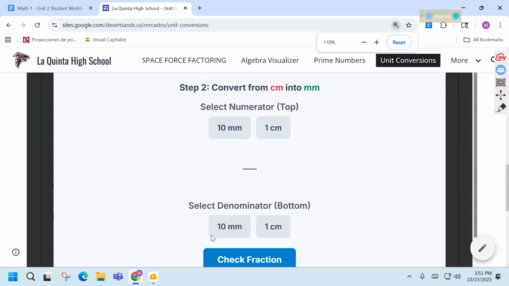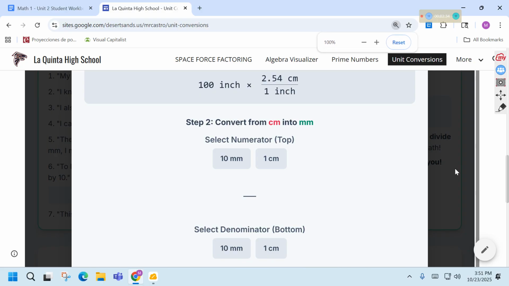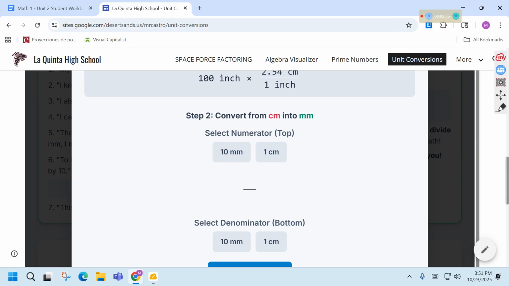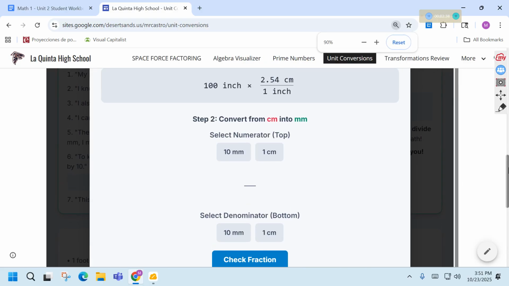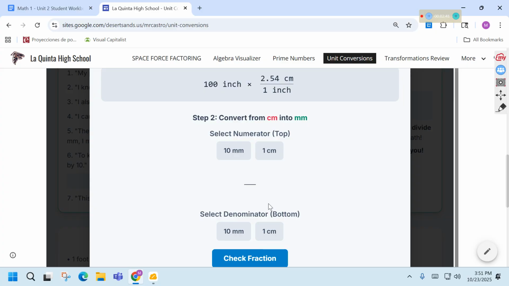Okay, or you can zoom out, hit Control minus, and you can see a little bit more of the window. Okay, you can zoom out more probably so you can see all of it at once. So now we're going from centimeters to millimeters. So I want to cancel out the centimeters. Notice the centimeters are on top, right? So now centimeters need to be on bottom or they will not cancel out. And so on the top now needs to be the millimeters.